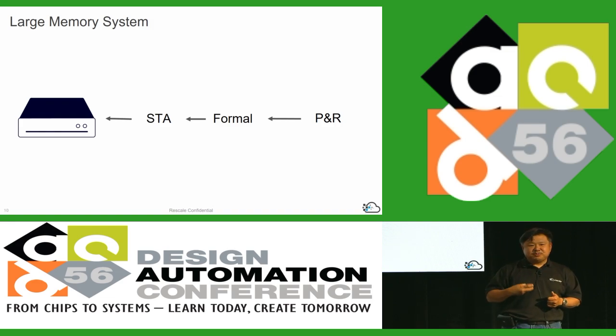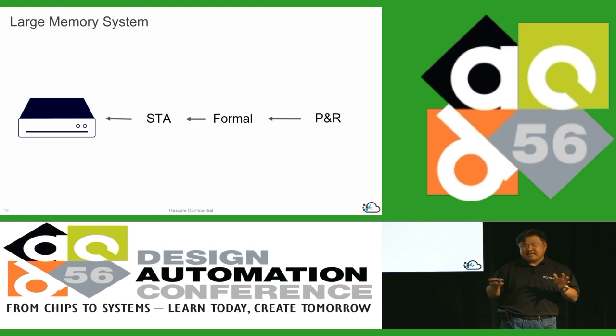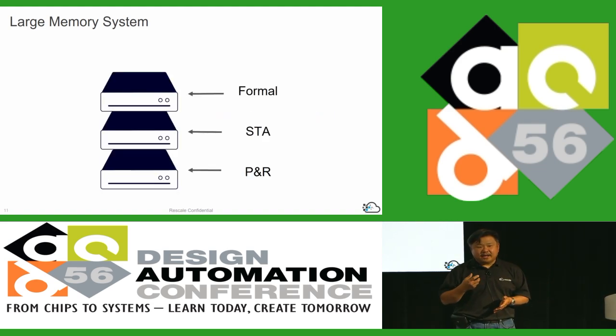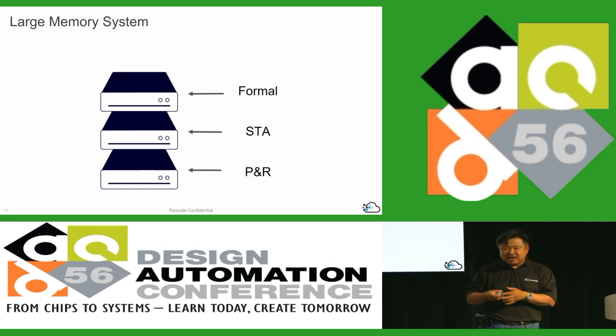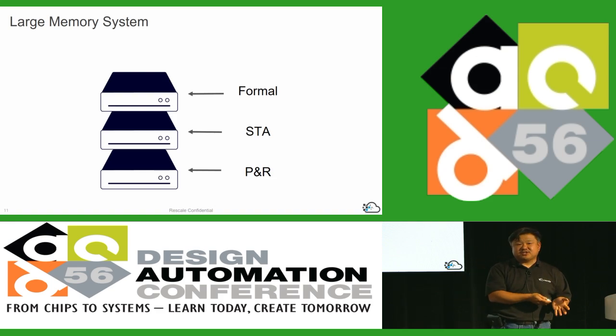Another area is large memory systems, like I mentioned. Oftentimes, if you don't have enough large memory systems available, and you've got designs that want to do static timing analysis, formal verification, place and route, they're stacked up and they have to wait for systems to become available. If you could go to the cloud and find large memory systems, you already have the licenses. You can run all of these four at the same time and run them in parallel, right? That way, you can get your workloads done faster.